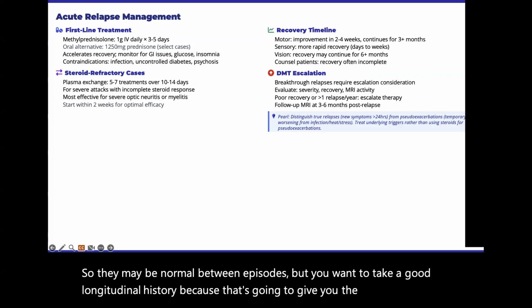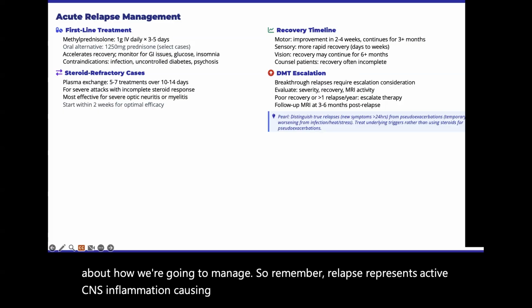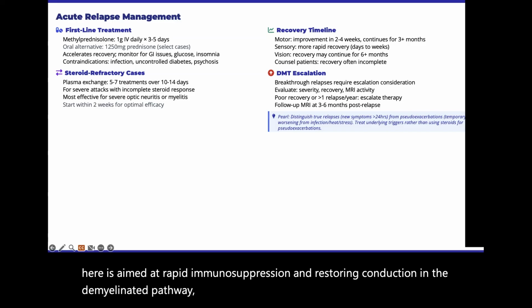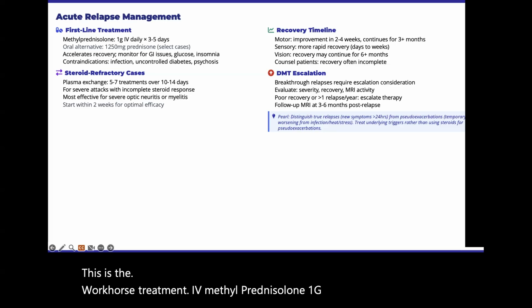So let's talk about how we're going to manage. Remember, relapse represents active CNS inflammation causing new neurological deficits. So everything we do here is aimed at rapid immunosuppression and restoring conduction in the demyelinated pathway. The first line treatment is high dose steroids. This is the workhorse treatment, IV methylprednisolone, 1 gram daily for 3 to 5 days.